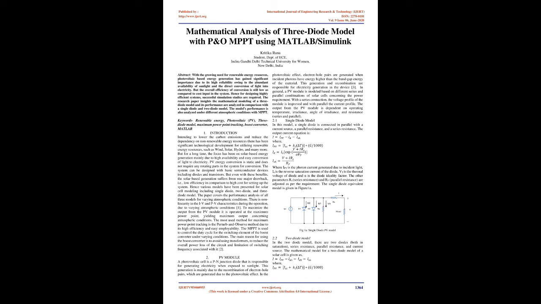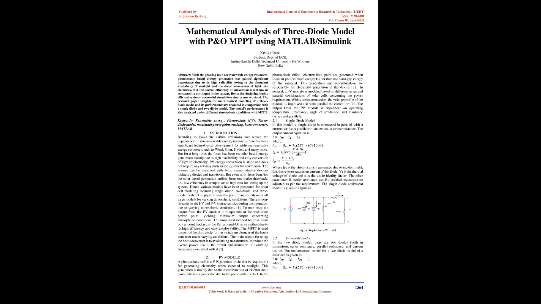The paper covers the performance analysis of all three models for varying atmospheric conditions. There is nonlinearity in the IV and PV characteristics during operation, due to varying atmospheric conditions. To maximize the output from the PV module, it is operated at the maximum power point, yielding maximum output concerning atmospheric conditions.